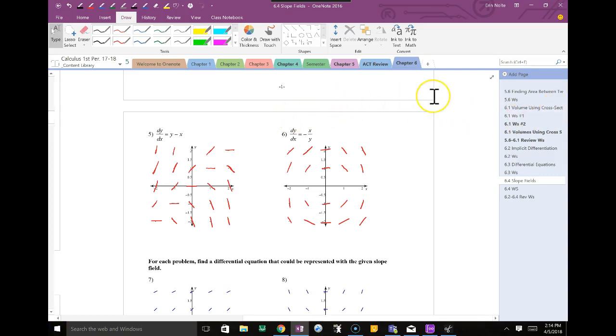Alright, so there's the answers here. So here's the slope field for y minus x. This appears to be some kind of asymptote here. And then number 6 really looks like a circle.